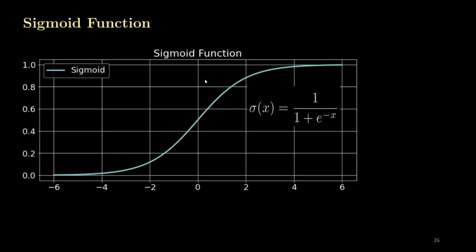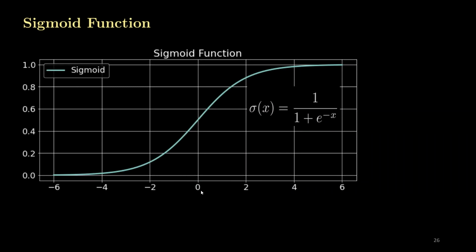So this is the sigmoid function. This is the mathematical representation of the sigmoid function. This is the equation of the sigmoid function. And this is the visual representation of the sigmoid function. We can see that the minimum value of the sigmoid function is 0. The maximum value of the sigmoid function is 1.